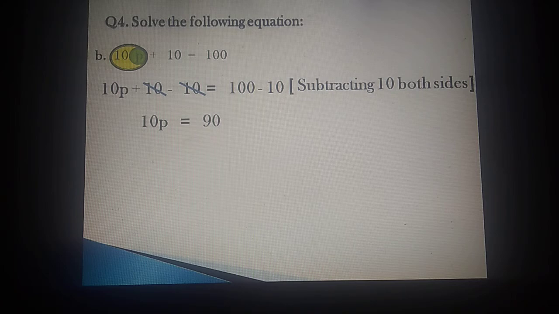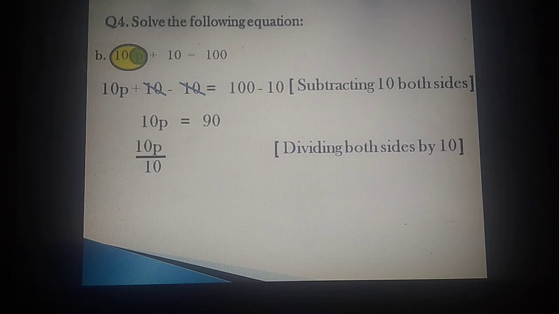Now again, what is in the outermost circle? It's 10. Yes. Now we are multiplying 10 to p here. So what we will do next? Yes, we will divide by 10. So both the side. Make sure to perform the same operation both the side. Yes. Now solve LHS. Again same values in numerator and denominator. So we will cancel. We will get p.